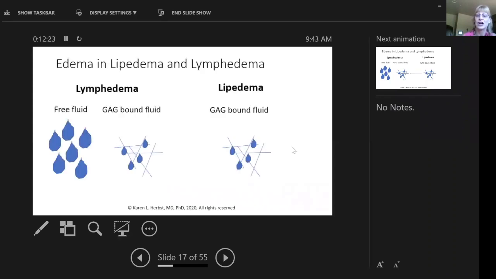So for a cartoon of that, in lipedema, the fluid is bound up to glycosaminoglycans. In lymphedema, the fluid is also bound up to glycosaminoglycans, but also free. And if you have lipedema, you can progress to lymphedema. So lipedema appears to be in the spectrum of lymphedema.